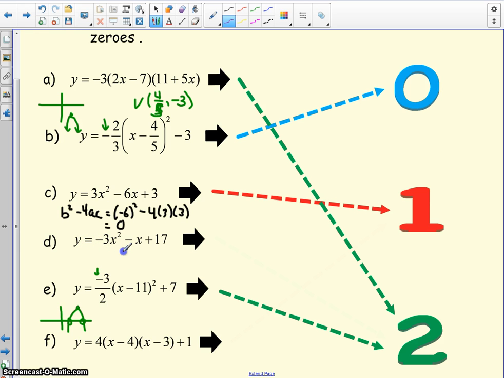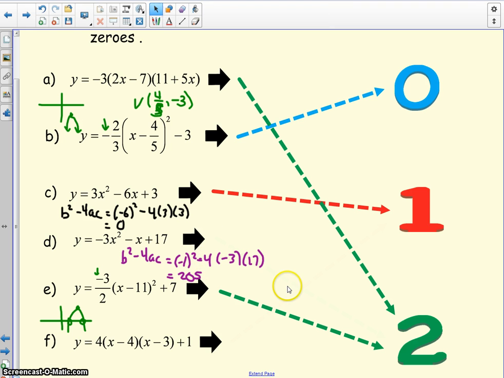So for d, we're going to get, for b squared minus 4ac, b is negative 1, so we get negative 1 squared minus 4 times negative 3 times 17. So run that through your calculator and you should find that you get a positive answer. Okay, in fact it's actually equal to 205. But all that matters is that it's positive, so that tells us we have 2 x-intercepts.